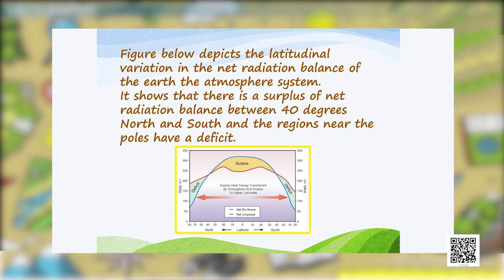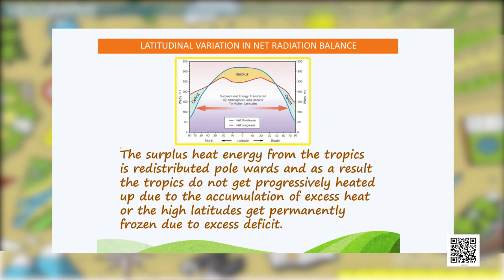Going by this logic, the tropics should have been getting progressively hotter and the poles progressively cooler. But such is not the case. The surplus heat energy from the tropics is redistributed polewards, and as a result, the tropics do not get progressively heated up due to the accumulation of excess heat, nor do high latitudes get permanently frozen due to excess deficit.